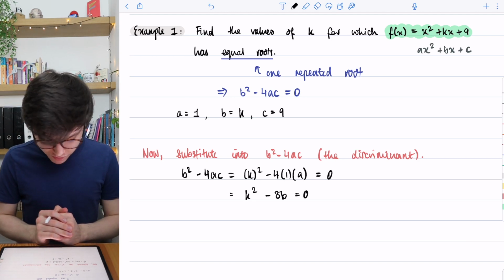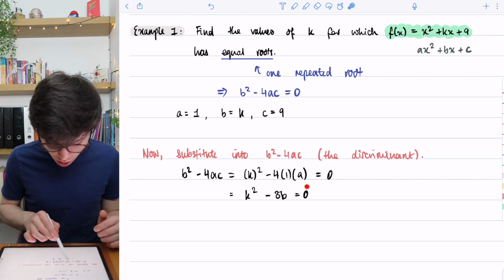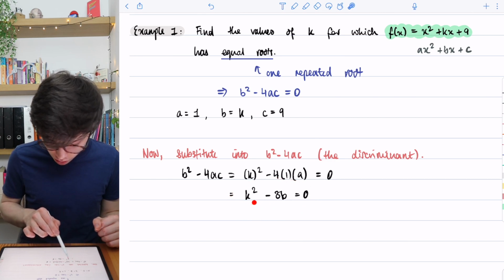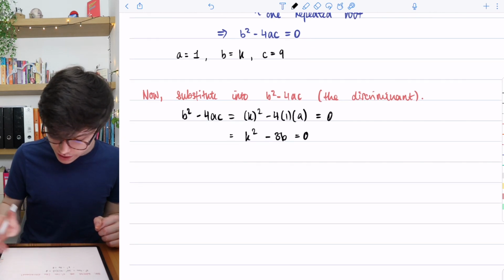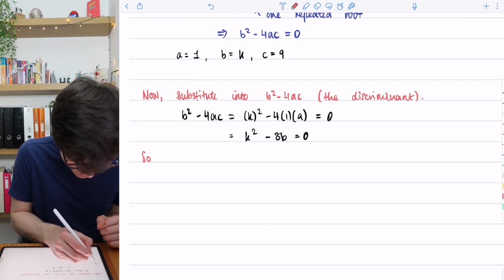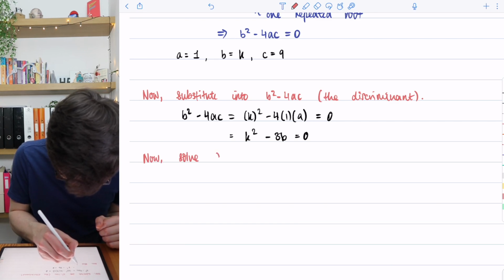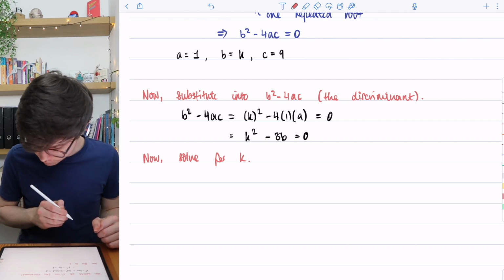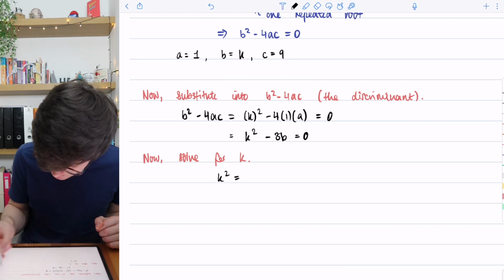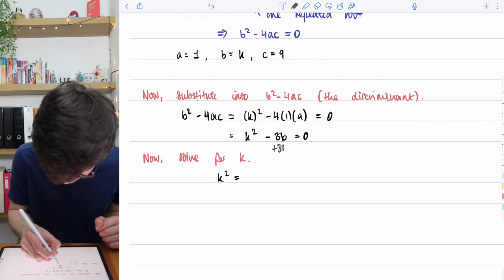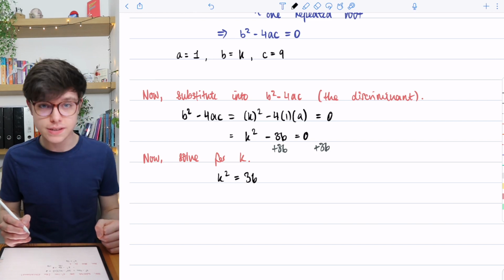Okay, so we've now got rid of b, we've got rid of a, we've got rid of c, and we've now just got our discriminant in terms of k. So what we're going to do is we are now going to solve for k. Okay? So if we solve for k, we've got k squared, and if we add 36 to both sides, we're going to get k squared is equal to 36.